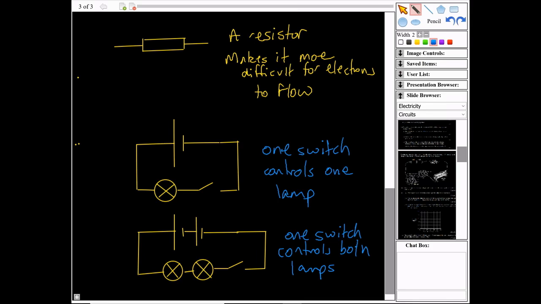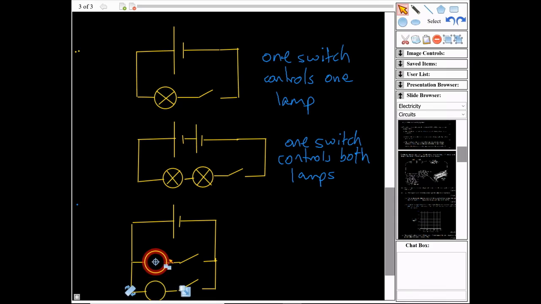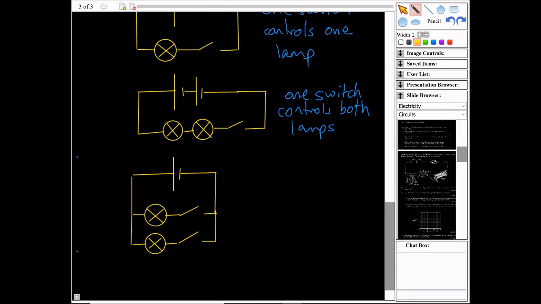So that circuit is basically quite similar to the first one, just it's got two lamps in it instead of one. But apart from that, it's the same. Now, I can draw another circuit. Like so. Now, this circuit is a little bit different.